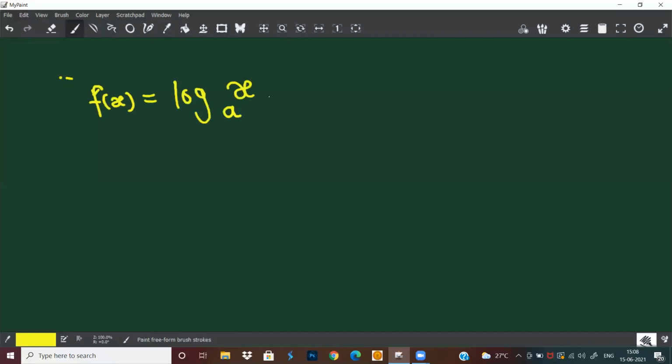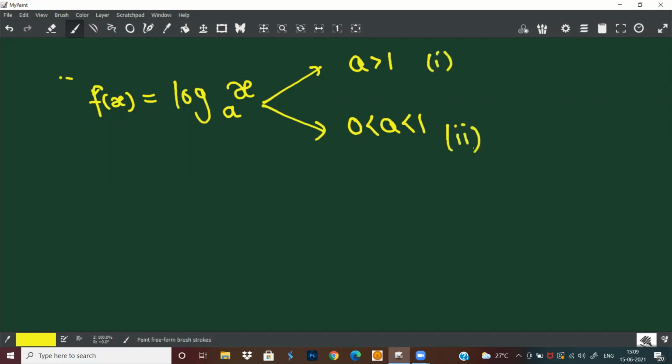So now, the graphs I had shown you, the combined graph last time. Now, a can be either greater than 1 or less than 1, but in any case, it cannot be equal to 0. So there are two possibilities. This is my case 1, when the value of a is greater than 1, and case 2, when the value of a is between 0 and 1. So now we will be drawing the graph of the first case.